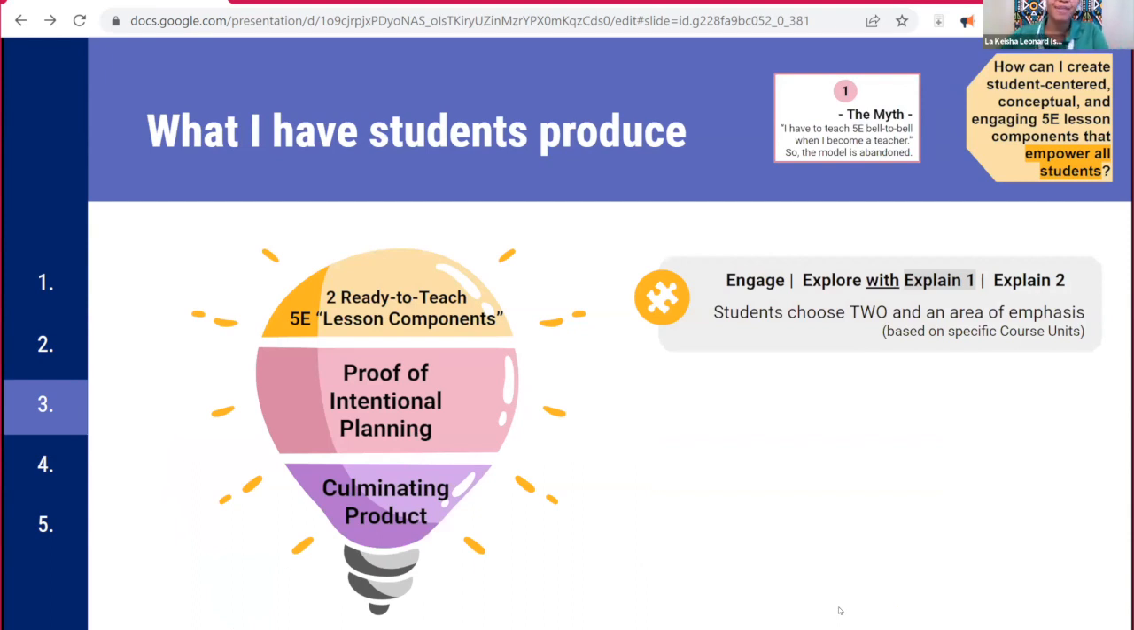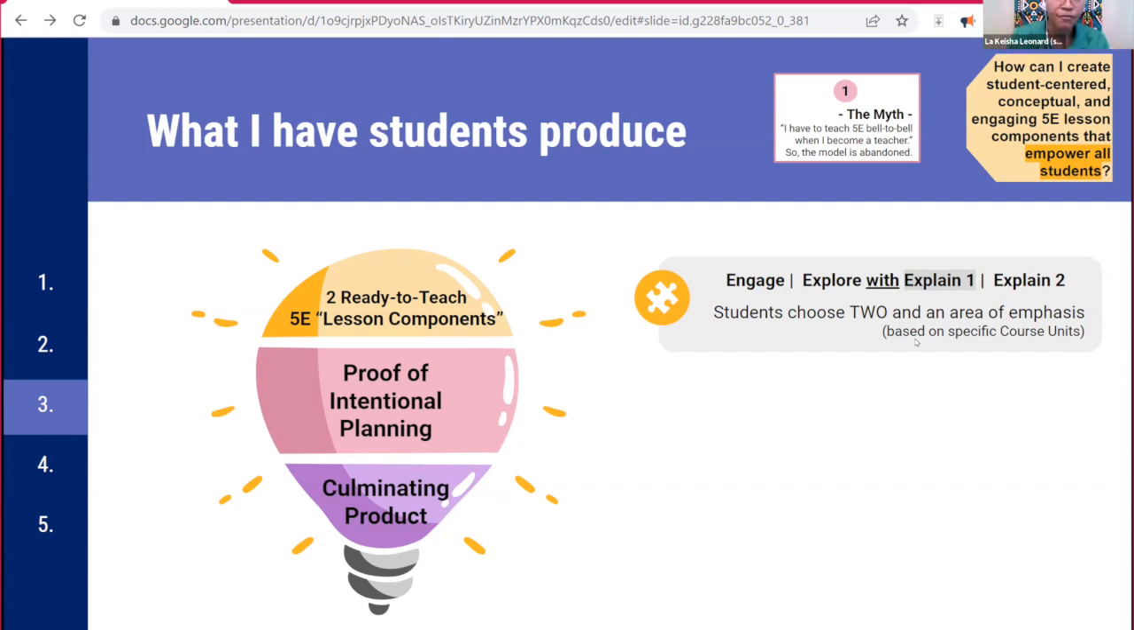So as far as what I have my students produce, throughout the semester in their designated times, they create 2 ready-to-teach 5E lesson components. And by lesson components, I just split the E's up. Okay. And what I've told my students, in order to address that, I have to teach 5E bell to bell. You can still do 5E out of order. The model itself, the approach itself works really well.